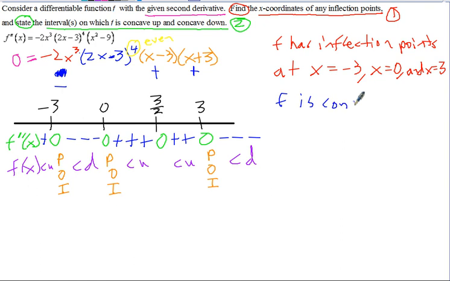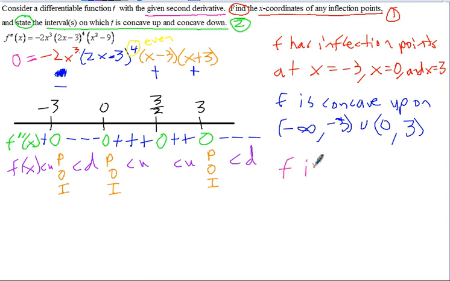f is concave up on negative infinity to negative 3, union 0 to 3. And you don't have to stop at 3/2 since the second derivative is 0 there, although you could. And f is concave down on negative 3 to 0 and 3 to infinity.